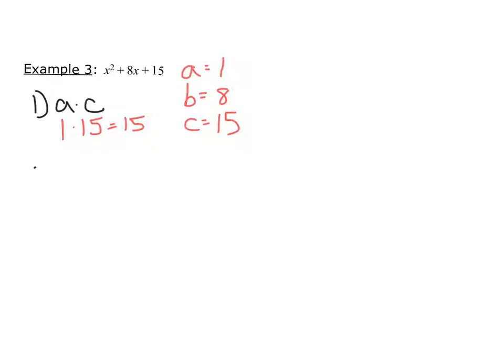So next, I'm going to make a list of all the factors of 15. You ready? So I have 1 times 15. Do I need to do the negatives? No. Why not? Because B is positive, so I know that I won't need the negatives.